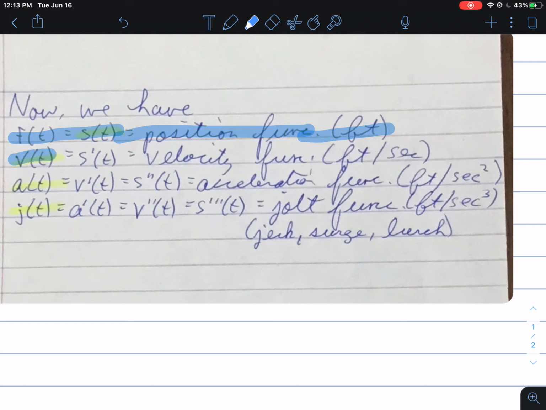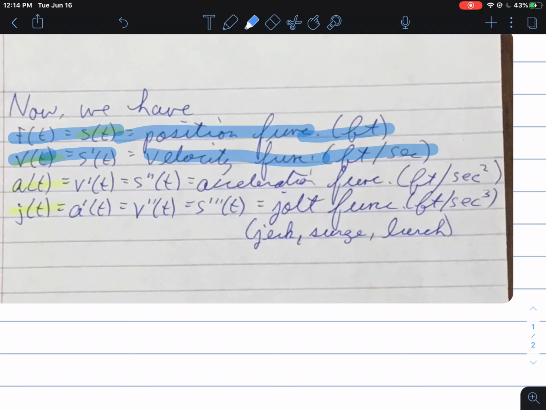Now our velocity function, we can go ahead and call the derivative of our position function because it's the rate of change in your position. So v of t is s prime of t, or f prime of t. That's our velocity function, and it carries units like feet per second, right? Meters per minute, miles per hour, that kind of thing, because velocity is change in position over time, right?